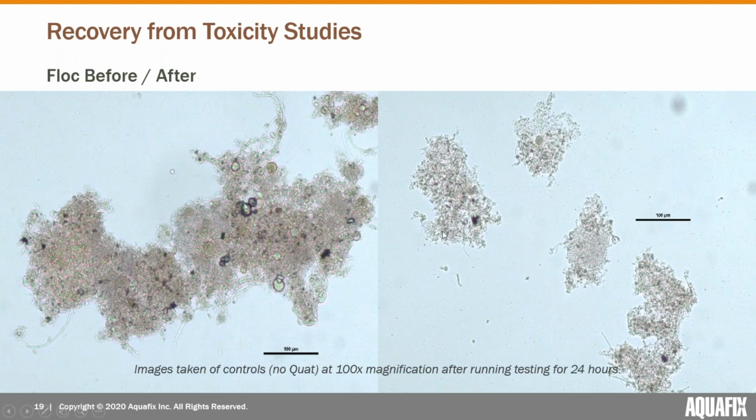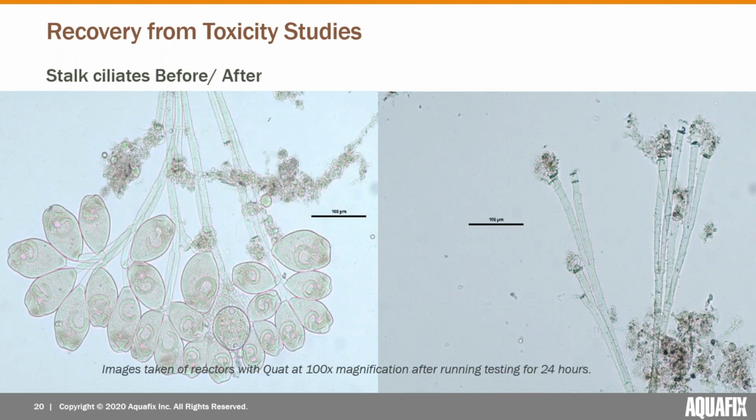After we add the Quat, notice what happens to the floc. This is after 24 hours. The glue, the EPS, is broken up and the floc starts to break up. This is what gives you a cloudy effluent.